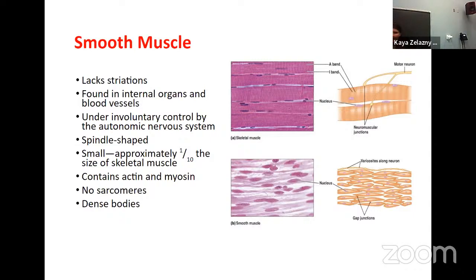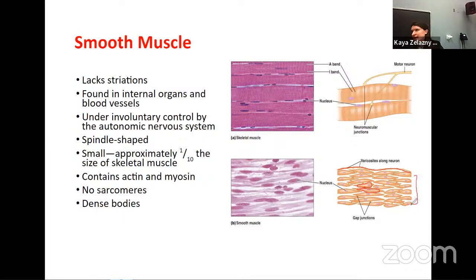Okay, so smooth muscle cells wouldn't look long and skinny like fibers. We've got these teardrop-shaped cells all connected to each other with gap junctions. And we're going to end up with just a single nerve lying over top of a group of smooth muscle cells, which then pretty much all fire together. Okay? So that is the general gist of smooth muscle.